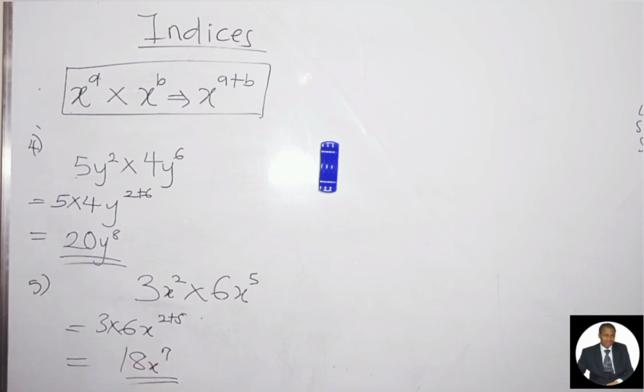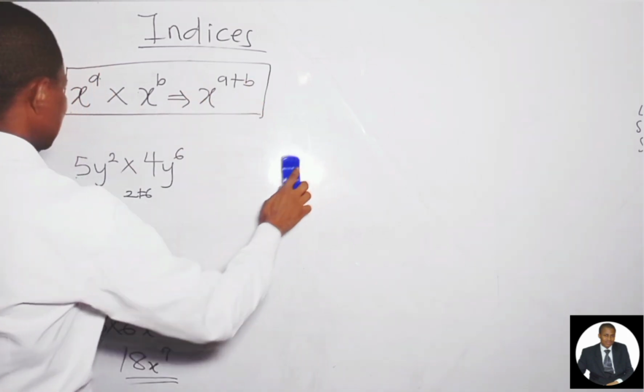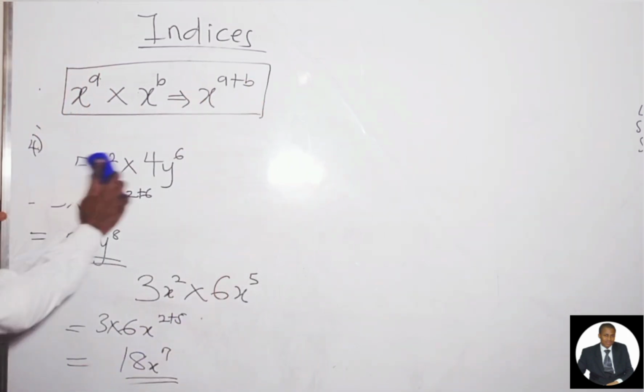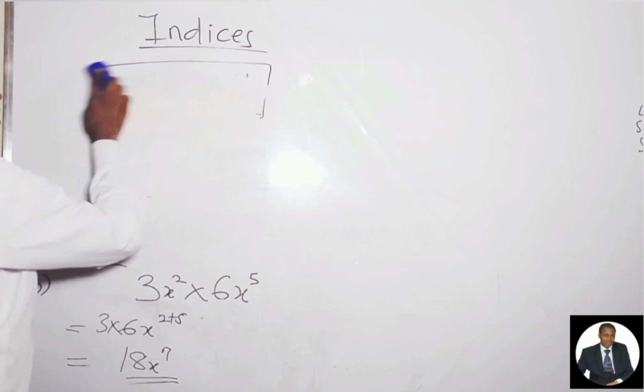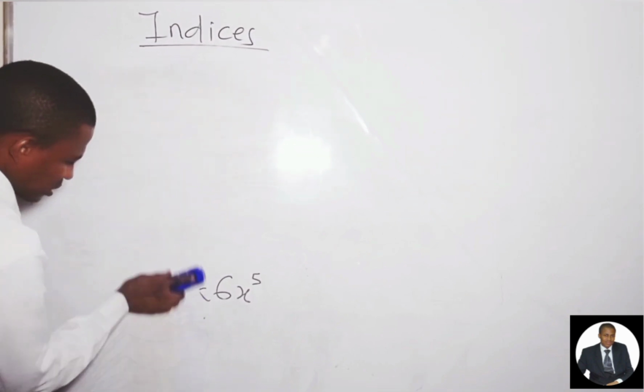So with these few examples, I'm sure that we have given enough examples to buttress this formula. When we have common bases with their exponents multiplying themselves, what we do is we pick a base, then we add the exponents.